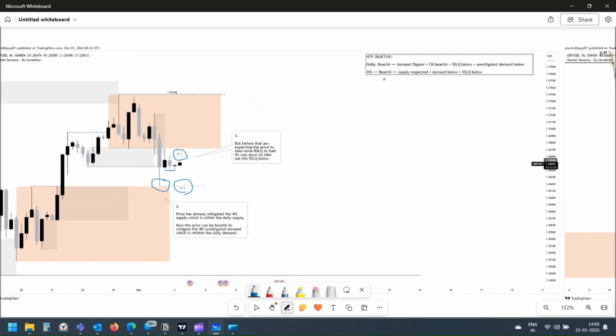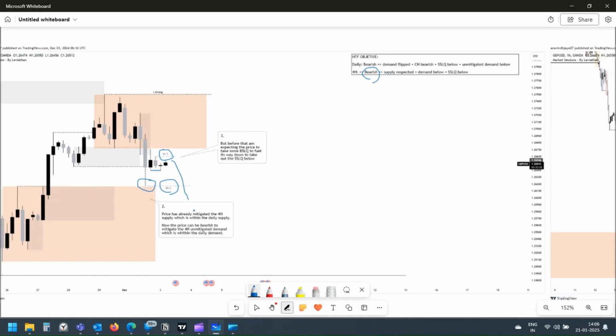So the bias in the 4-hour is also bearish because supply is getting respected. You can see this supply is getting respected, which means the price has mitigated into the supply, which means price will now move down to mitigate into this demand zone. So supply got respected, demand below, and there is also sell side liquidity below.